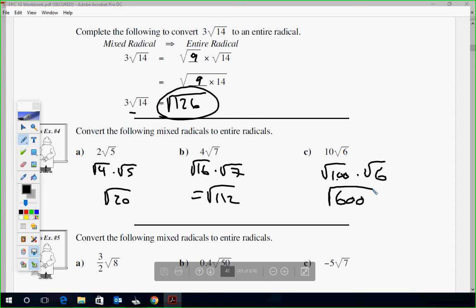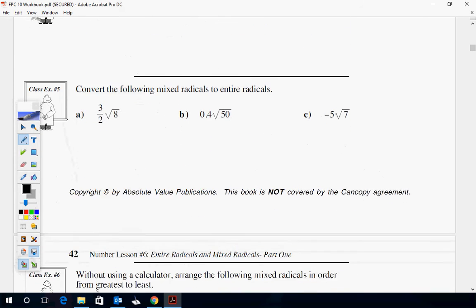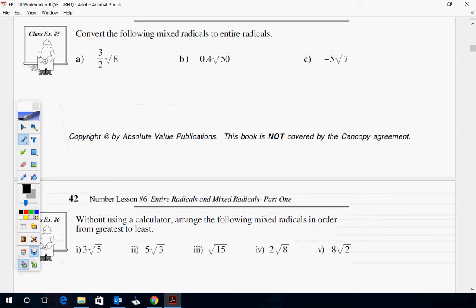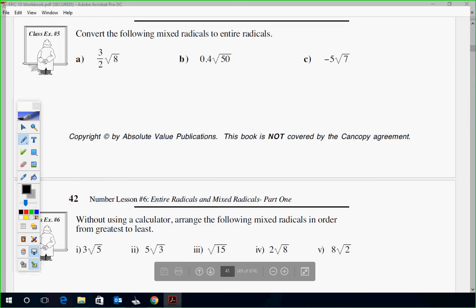Okay, now we'll do the ones with decimals and fractions here. Same process, nothing changes. Only one thing changes. We'll talk about C. Okay. So 3/2, we're going to square that. So that's going to be 9/4. That's where we're at.